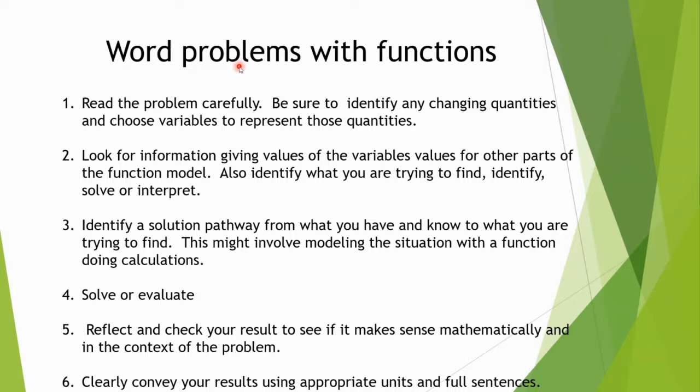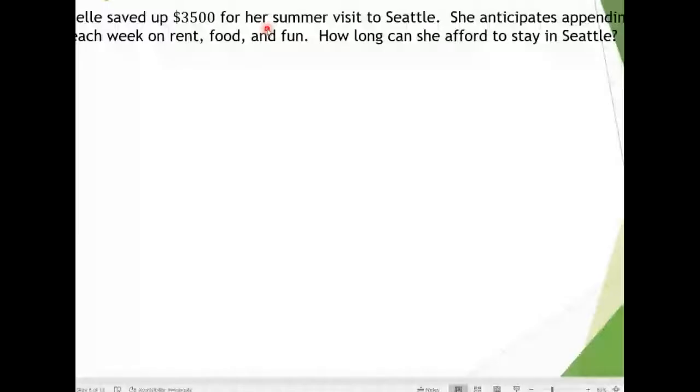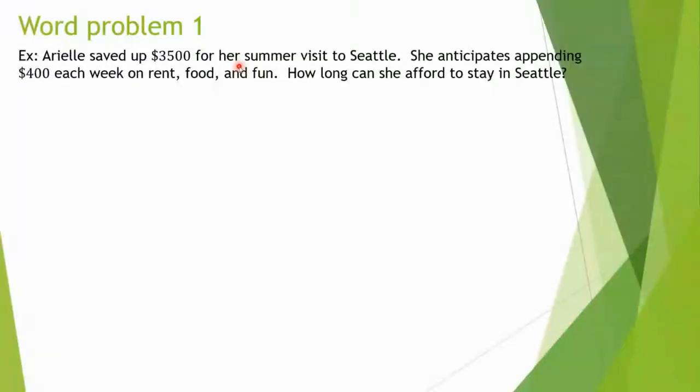So what I'm going to do is the first problem. This came from the textbook, so I don't remember if anyone in the class has this name, but that's just coincidence. But this is the problem from the textbook. So this person, Ariel, is saving up money, and she saved up $3,500 for a trip to Seattle.